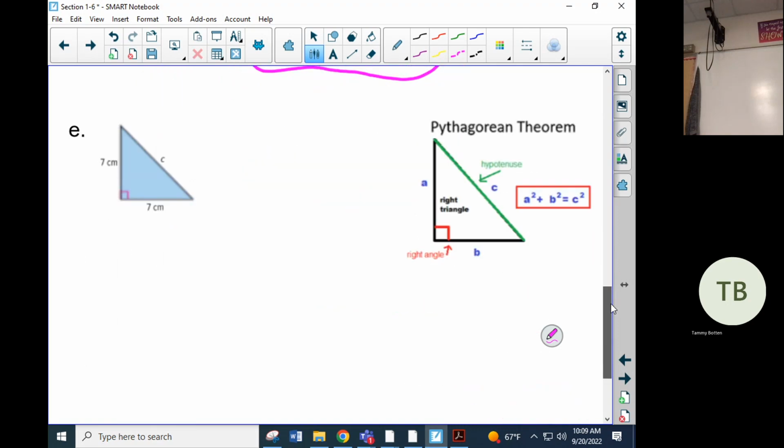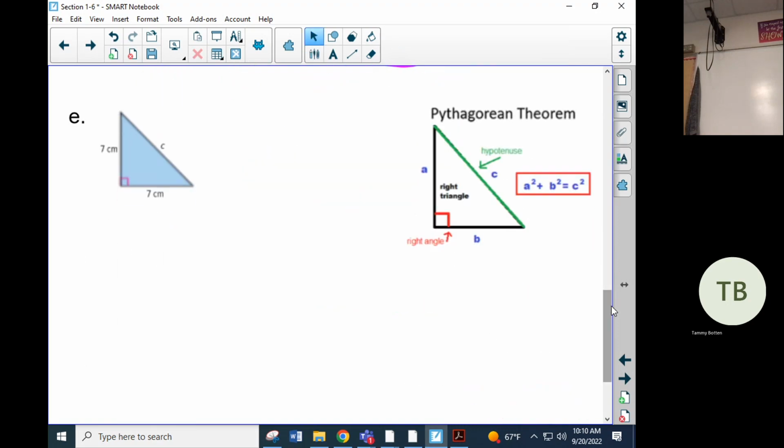Okay. Now, if we go to this, what we are going to do here is first, well, I want to find the perimeter first. So to do that, I need to find C. So what we're going to do is use the Pythagorean theorem, which I showed you when we did distance formula.